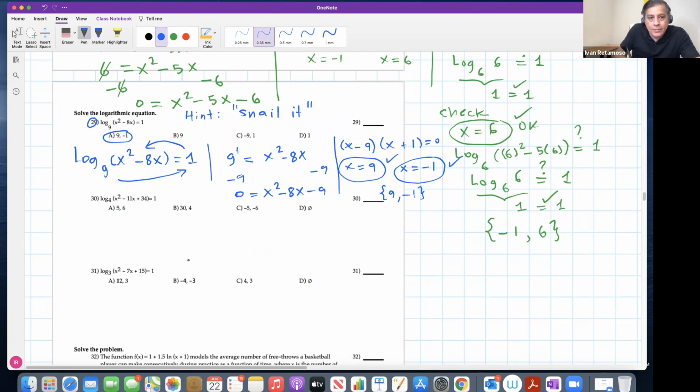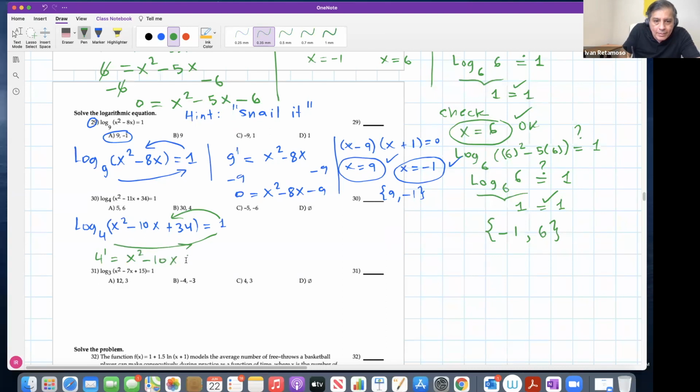Now, this is another form. Let me show you, and then I will ask you to do this other form. Let's say they give you this form here, log base 4 of x squared minus 10x plus 34, and they say this is equal to 1. Again, you don't see log on both sides, so a good strategy is to nail it. This means that 4 raised to 1 must be equal to this argument. So 4 raised to 1 equals x squared minus 10x plus 34.